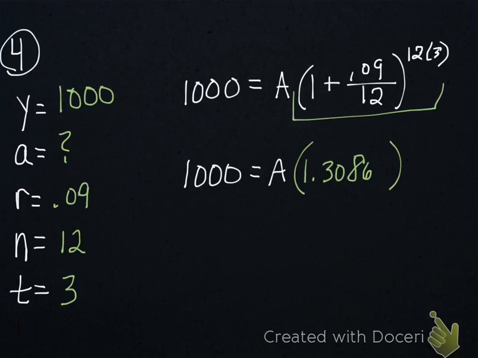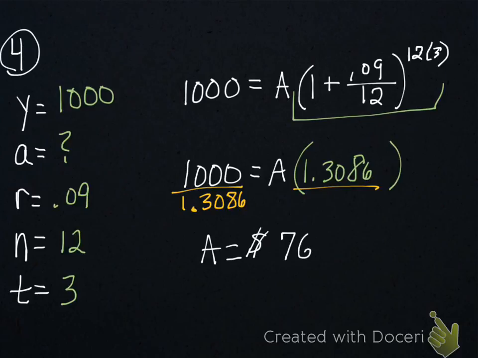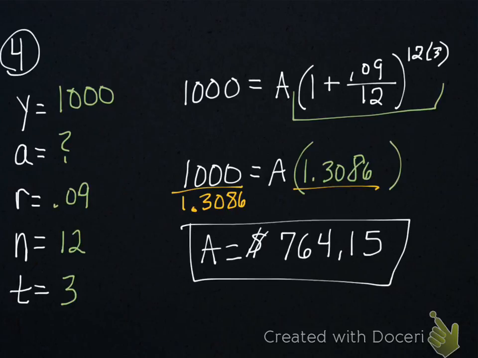To get rid of it, we're just going to divide both sides by 1.3086. And we get the value of A, which is $764.15. Remember, if you rounded it differently, you're going to get something slightly higher or slightly lower by a couple of dollars.